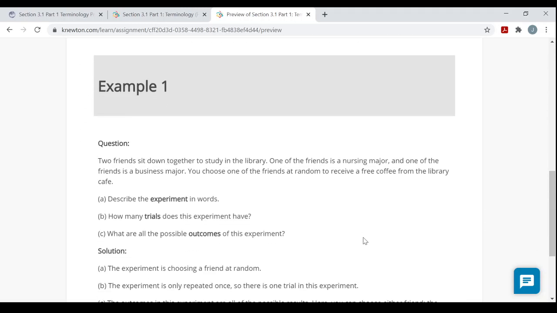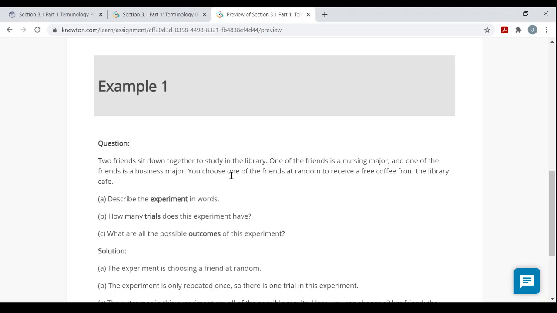So their first example, and we'll get the problems later as well. The question is, there are two friends sitting down together to study in the library. One of the friends is a nursing major, and one is a business major. You choose one of these friends at random to receive a free coffee from the library cafe. So the experiment here is choosing a friend.